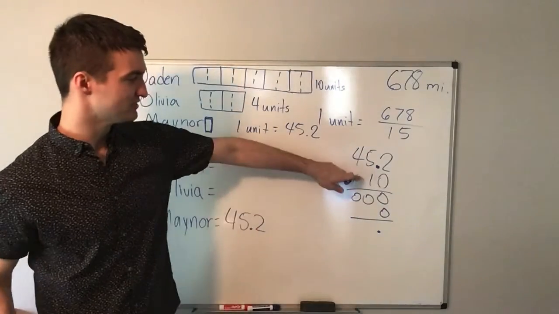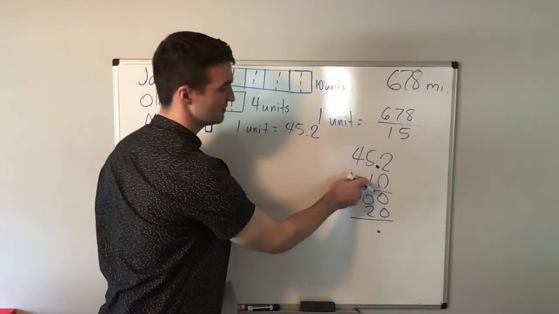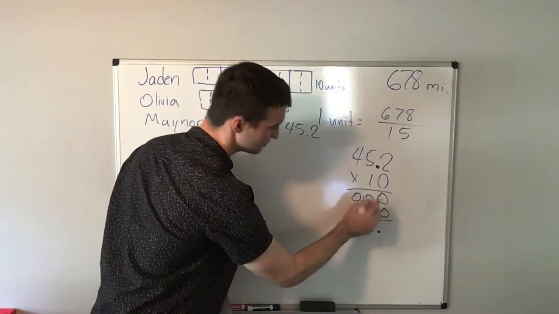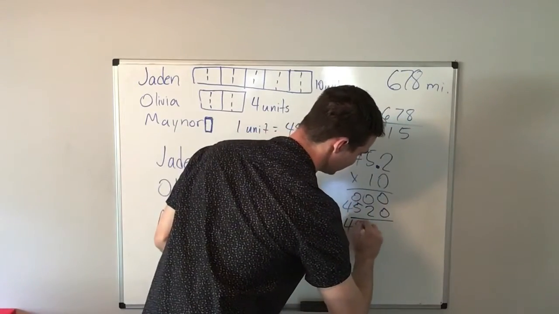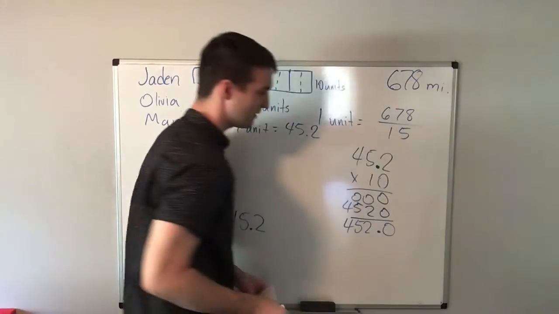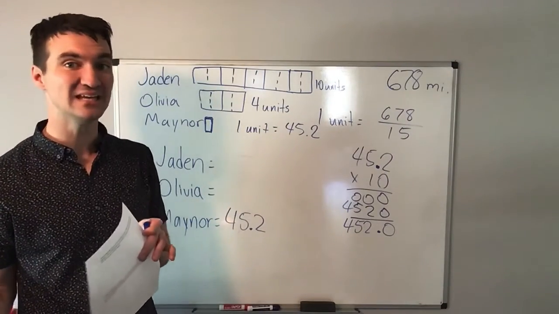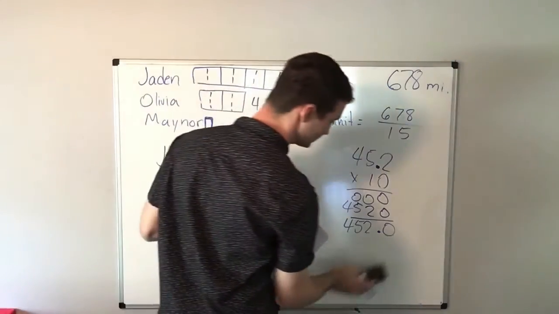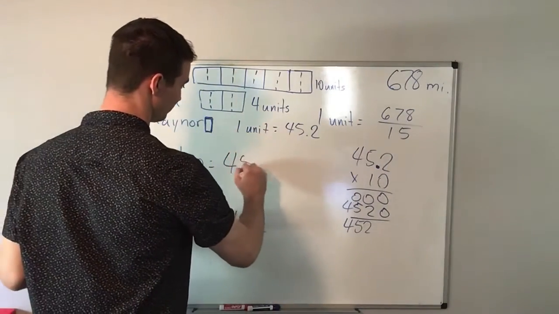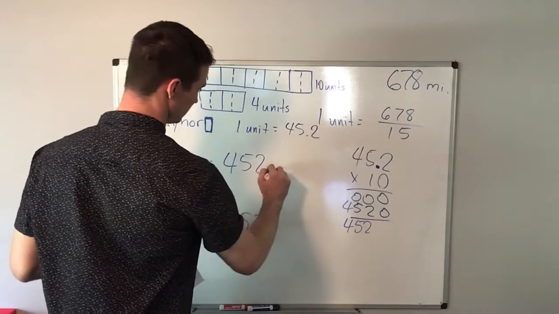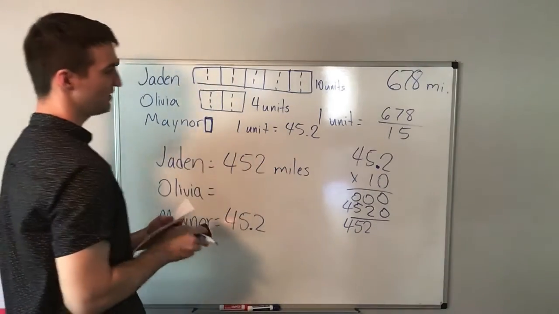And then this is going to be really easy. 1 times 2 is 2, 1 times 5 is 5, 1 times 4 is 4. And so what I end up with is 452. And I've got that 0.0, but since it's just 0.0, that 0 is not adding any value, so I can just erase that and know that Jaden went 452 miles.